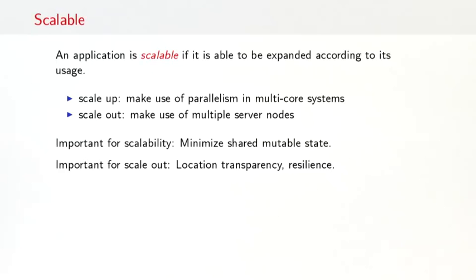Important, furthermore, for scaling out is the property of location transparency. What that means is that it shouldn't matter where a component is located. It could be on the same computer as a client or on some other computer across the internet. The functionality should always stay the same. The other important property for scaling out is resilience, because once you have multiple nodes, some of these can fail and your system has to cope with that.